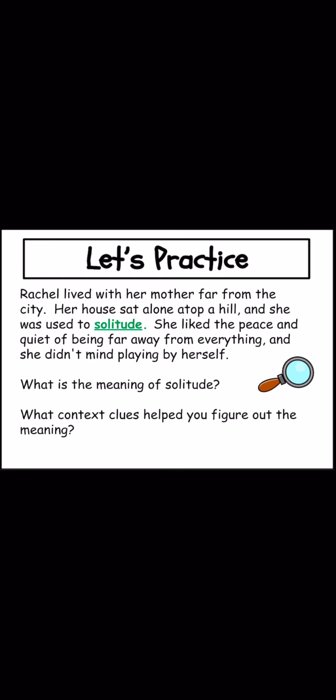There are clues from this sentence we can use that help us determine the meaning of the word. For example, I notice the sentence says, far from the city, and she liked the peace and quiet of being far away from everything. I also notice it says she didn't mind playing by herself. So based on these clues, I think the word solitude means to be alone. And because I was able to determine the meaning of the word based on phrases found from the sentence, I know that the strategy I used is a strategy of direct definition.